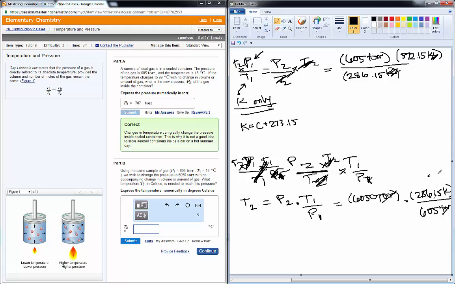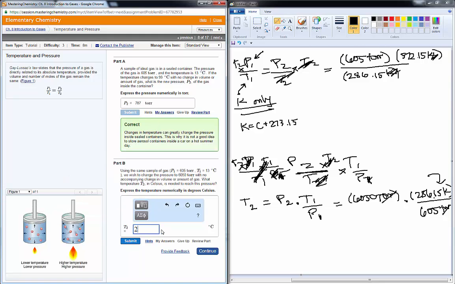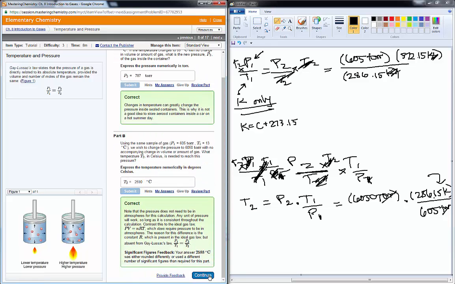So the torrs cancel. I'll be left with Kelvin. They want Celsius, but let's take this one step at a time. So we have 6050 multiplied by 286.15 divided by 605. Now that's in Kelvin. So now I'm going to say Kelvin minus 273.15 gives me the Celsius temperature. So that is 2,588 Celsius. Okay.